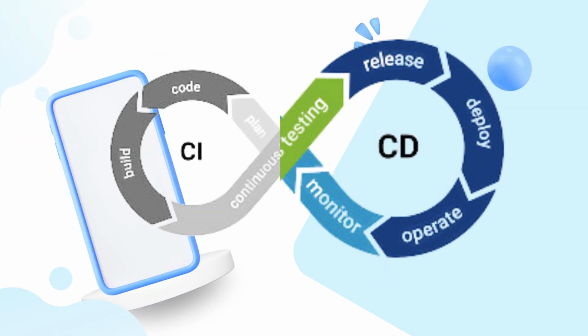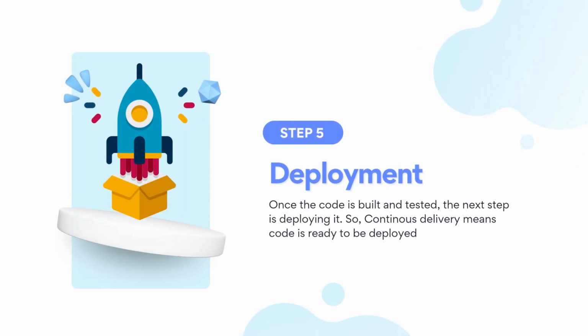Then we need to have continuous delivery and continuous deployment. What does that mean? Once the code is built and tested, the next step is deploying it. So, continuous delivery means code is ready to be deployed.